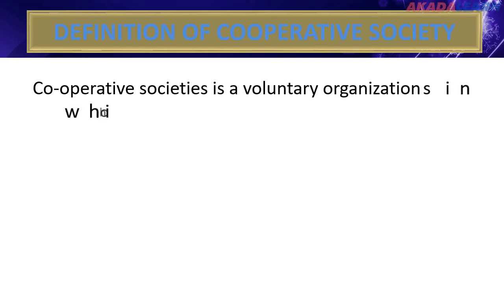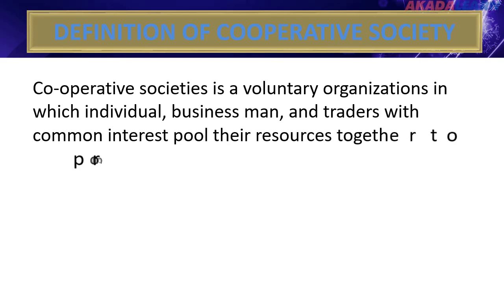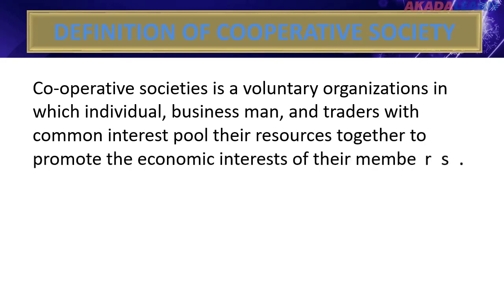So we're starting off with the definition of cooperative society. Cooperative society is a voluntary organization in which individuals, businessmen and traders with common interests pool their resources together to promote the economic interest of their members. A cooperative society is managed and controlled by the members. It is not owned and controlled by the government or anybody outside the group.